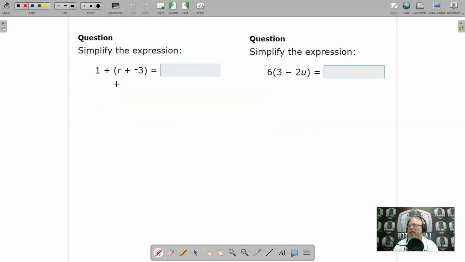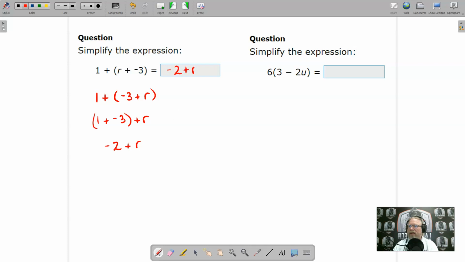Simplify the expression. Well, right now the r is associated with the negative 3. I want to combine this negative 3 over here with the positive 1. So I want to get the negative 3 a little closer, so I'm going to use the commutative property, right? Commute means to change places. So that's a negative 3 plus r. They just switch places. Now I'm going to associate the 1 with the negative 3, and I still have my value of r. Now 1 plus negative 3 is negative 2. Now bring down the plus r, and that's as far as we can go.